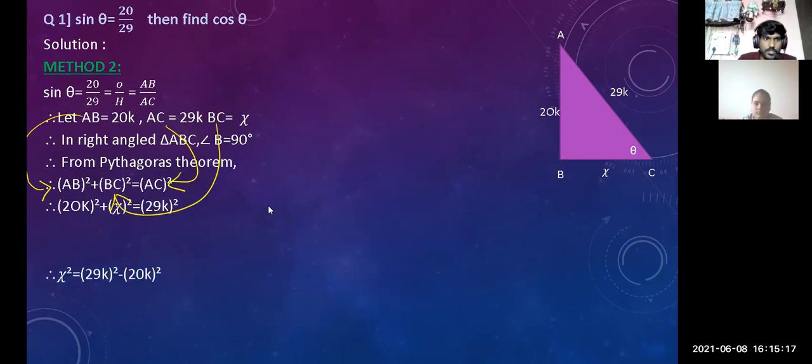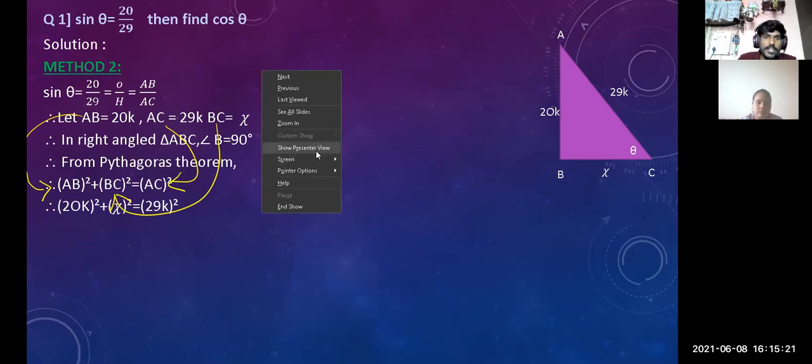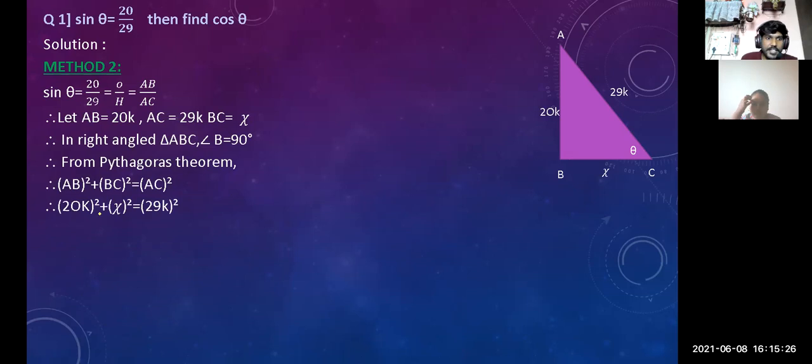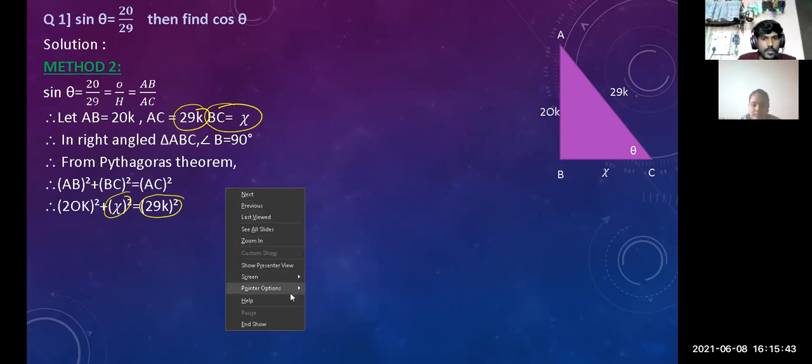So let's do the substitution. AB is equal to 20K, so this will become 20K the whole square. BC is equal to X, so this is X square. And AC is equal to 29K, so this will become 29K the whole bracket square. Is this step clear? Okay.